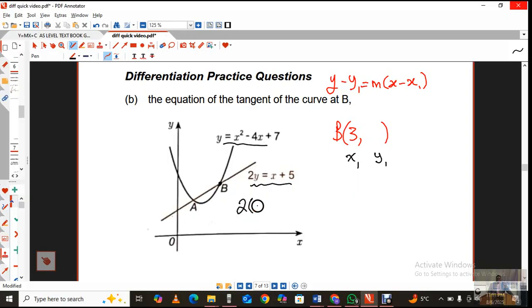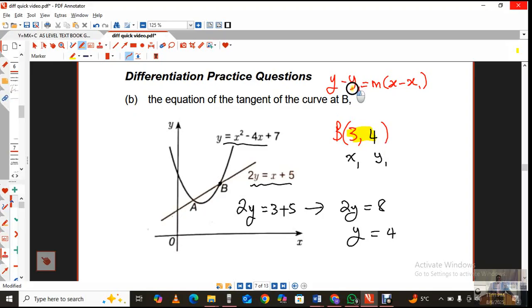So I have 2y, because I'm looking for y. So 2y is equal to that x value, 3, plus 5. So this gives me 2y is equal to 8. This gives me y is equal to 4. Now I have my complete point. So now that I have my complete point, I will be able to fill in this value here and that value here. The only thing that I'm now left to do is to find the gradient m. And to find the gradient, we need to find the derivative of that.